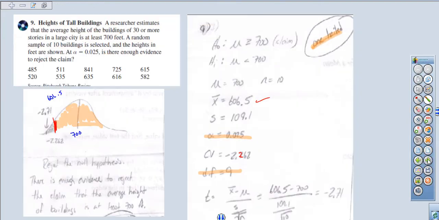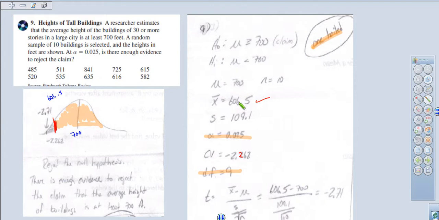Okay, let's go to the next one. Number 9. We've established in here that the average height of the building is 700 feet. We did a sample and found out that the sample was only 606.5. In this case, because we made a claim inside of this problem, we claim that the average building would be greater, then our alternative would be less than that.